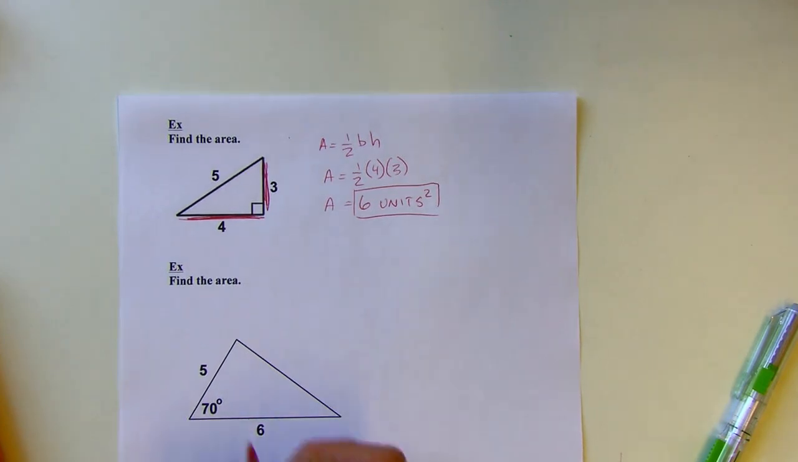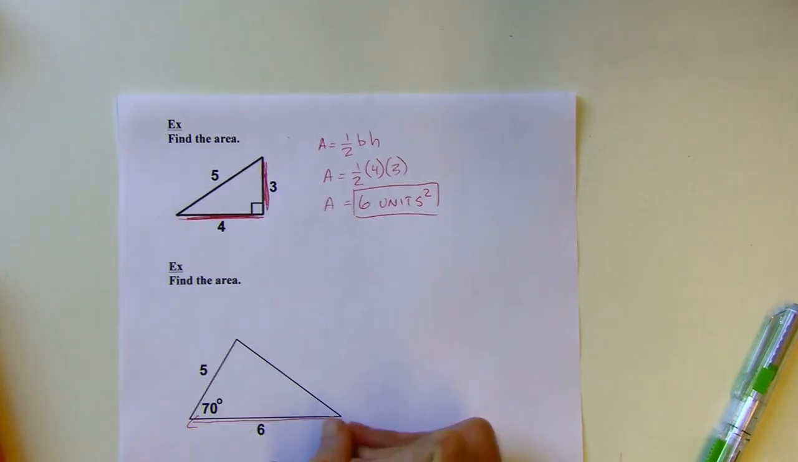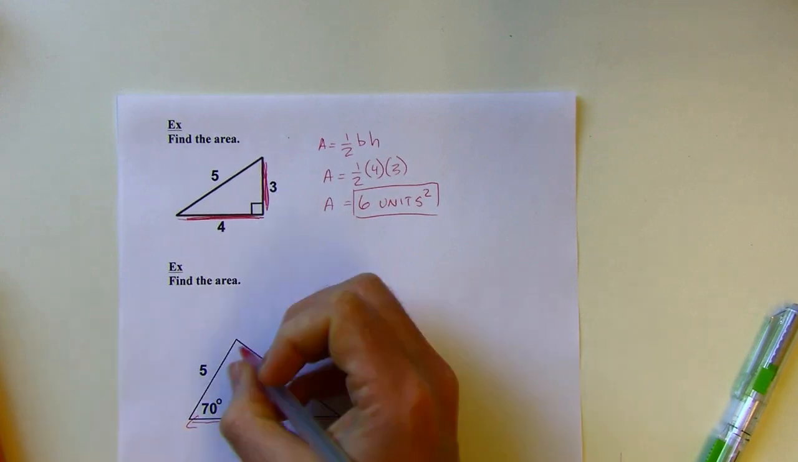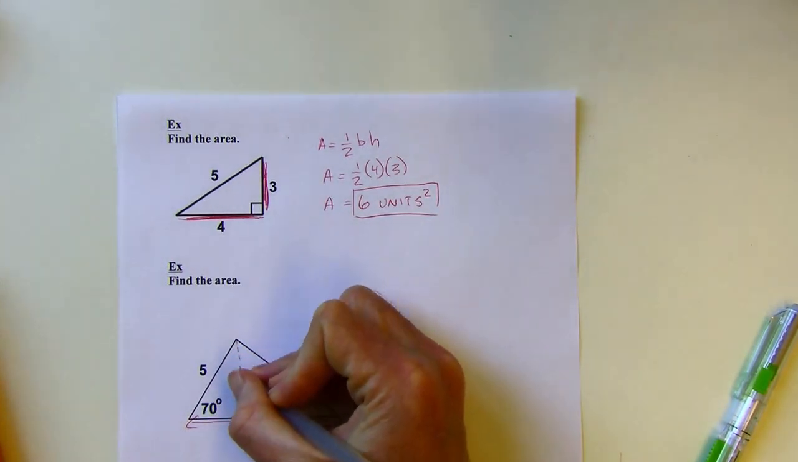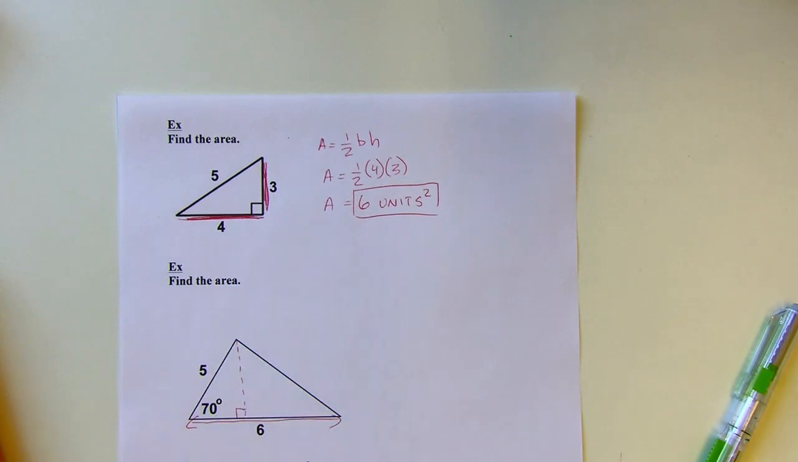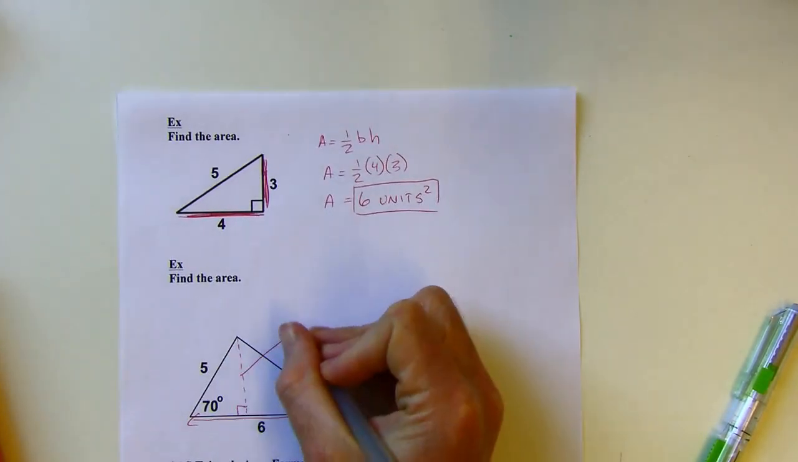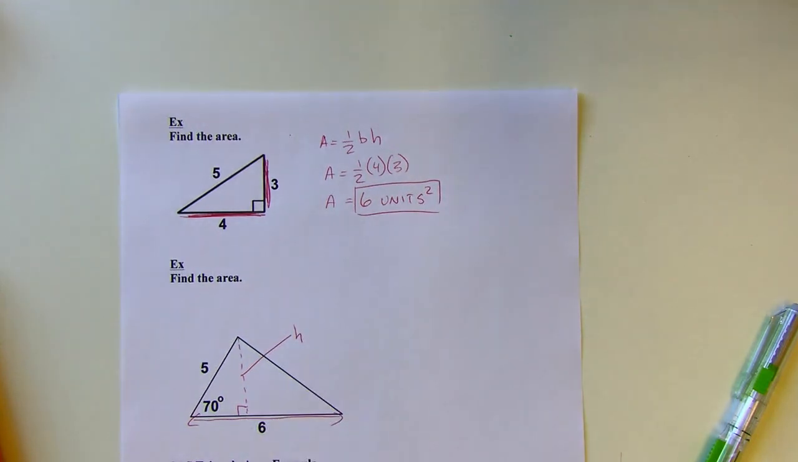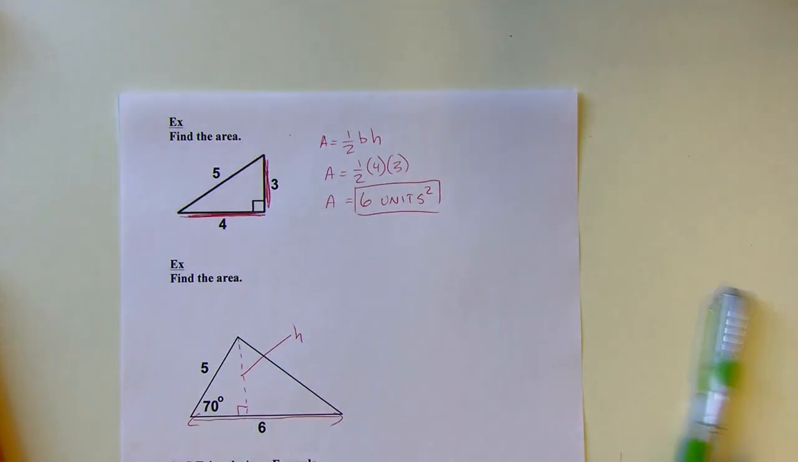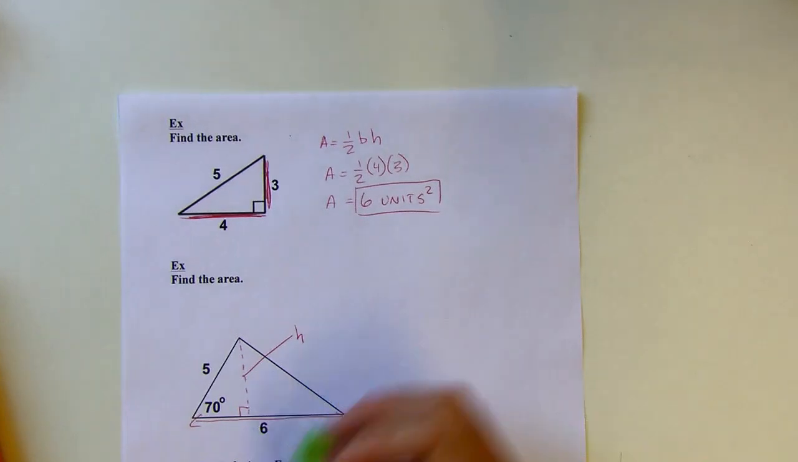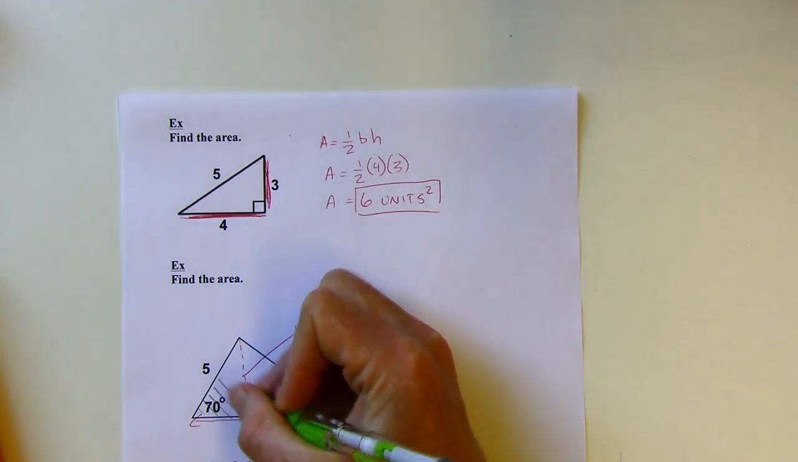But what I can do is pick either the 5 or the 6 as my base. I'm going to use this as my base. If that's my base, the height that's related to that is right here. So let's call this the height. I'll put that out here. Now let's think about this. I could actually find that height using this right triangle.